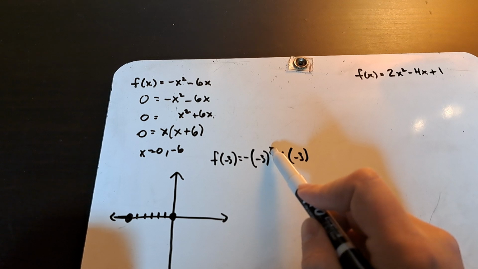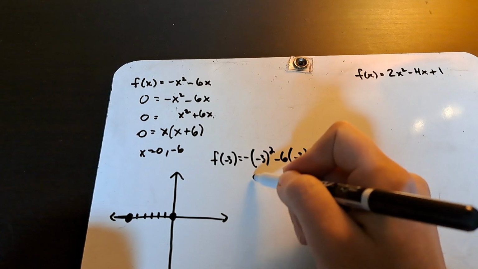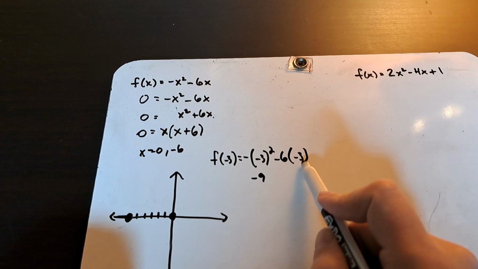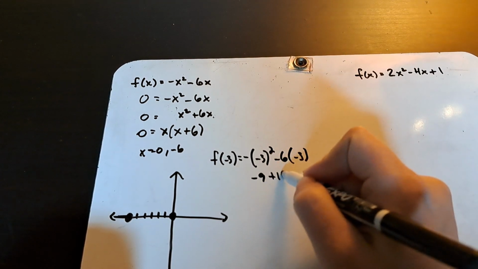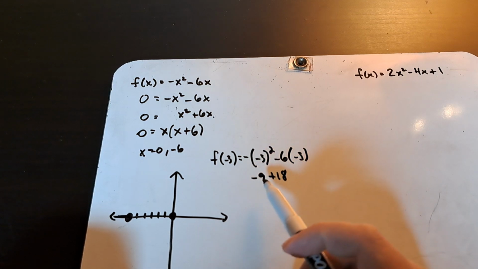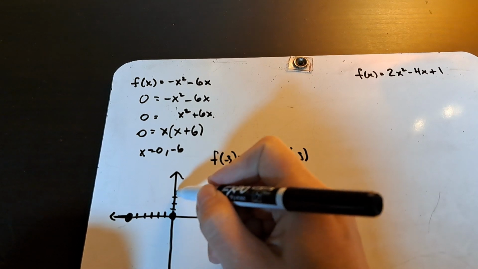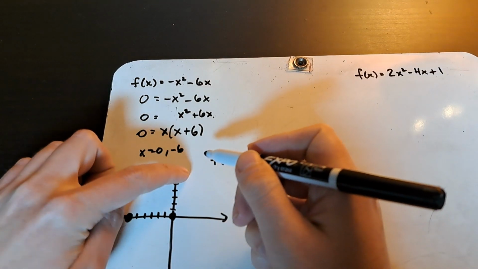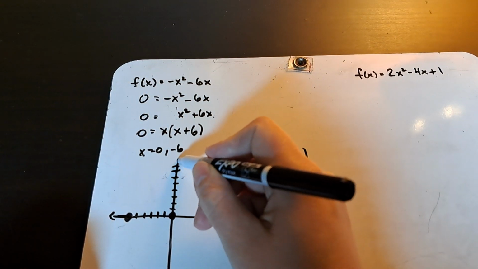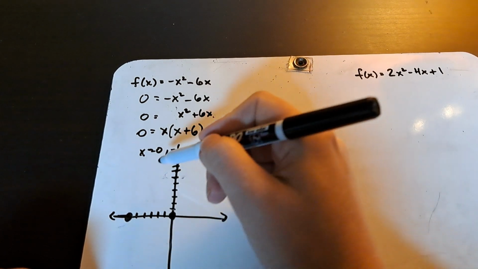Negative 3 squared is 9. And then this negative 1 times 9 is going to be negative 9. Negative 6 times negative 3 is going to be positive 18. Well, negative 9 plus 18 is just 18 minus 9, or 9. Okay? So 1, 2, 3, 4, 5, 6, and I'll extend that. So 6, 7, 8, 9.